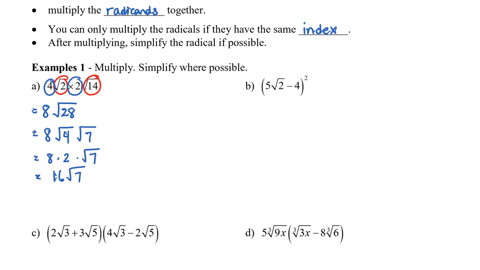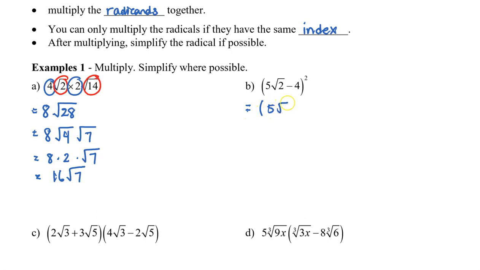All right, so let's take a look at the next one. The next one's a little bit different. We have 5 root 2 minus 4, and it's all squared. Now remember that when something is all squared, or when a binomial is all squared in particular, it doesn't mean that we're going to square only the first term and just square only the second term. Remember, the squared means that we actually have 2 binomials. So I'm going to write this out 2 times.